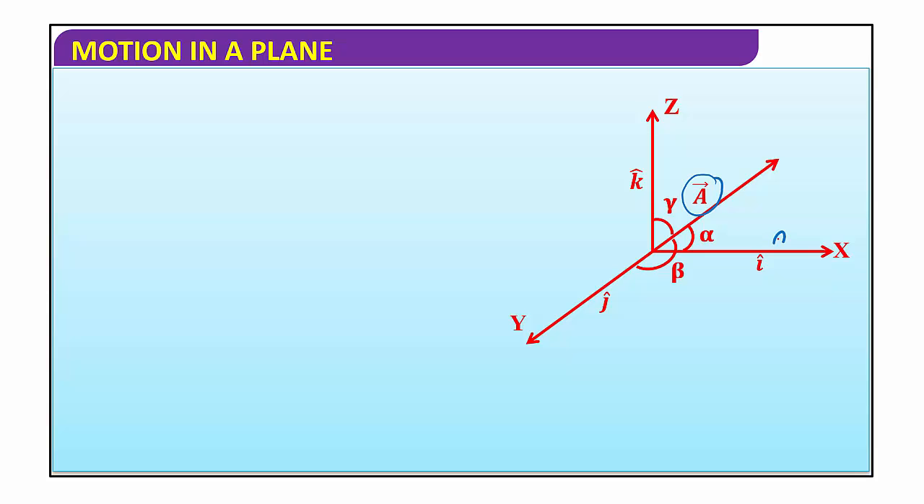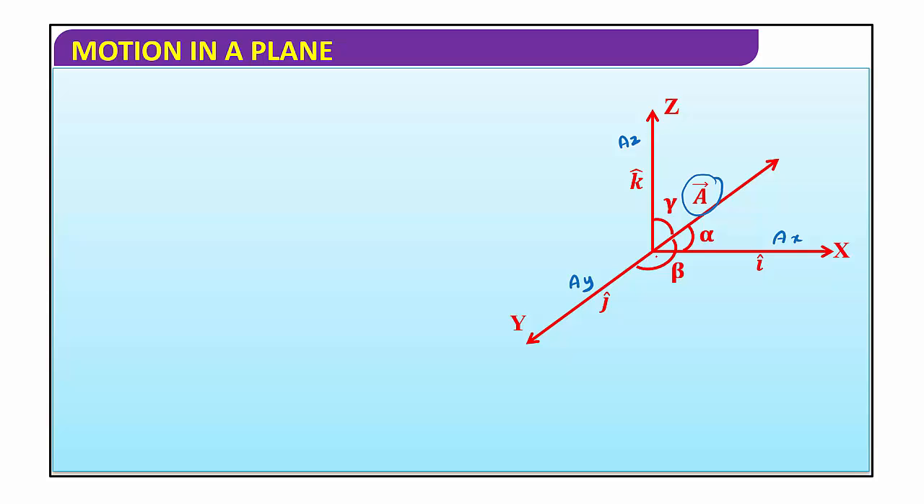This vector A is resolved into three components. The first vector is along x-axis. Let us take it as AX. The second vector is along y-axis. Let us take it as AY. The third component is acting along z-axis. Let us take it as AZ. AX, AY and AZ are the components of vector A. Is it clear? So vector A is split into three components along x-axis, y-axis and z-axis.